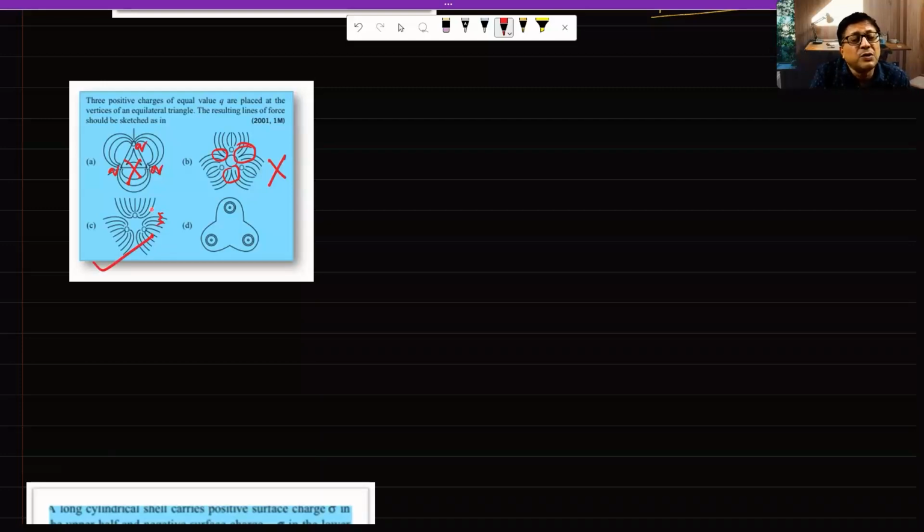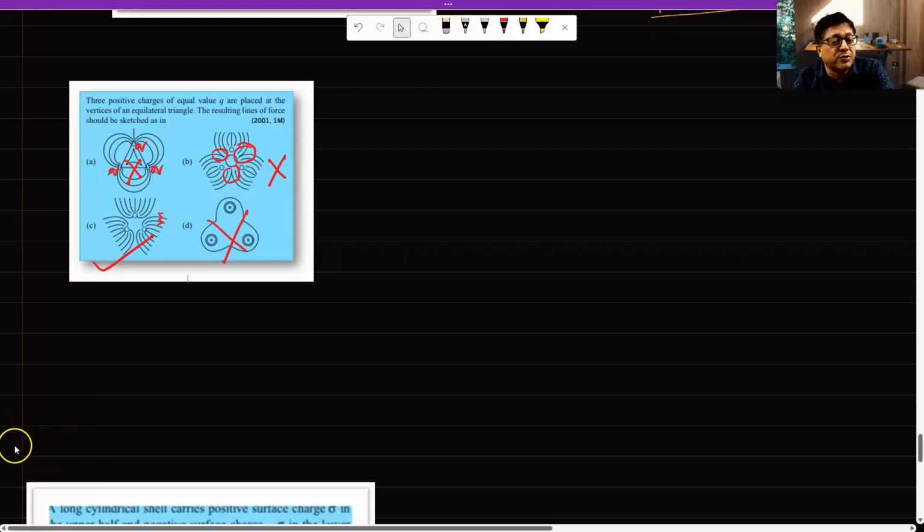Is this correct? No. Lines of forces never form closed loops. So this one is also incorrect. Only option C is correct over there.